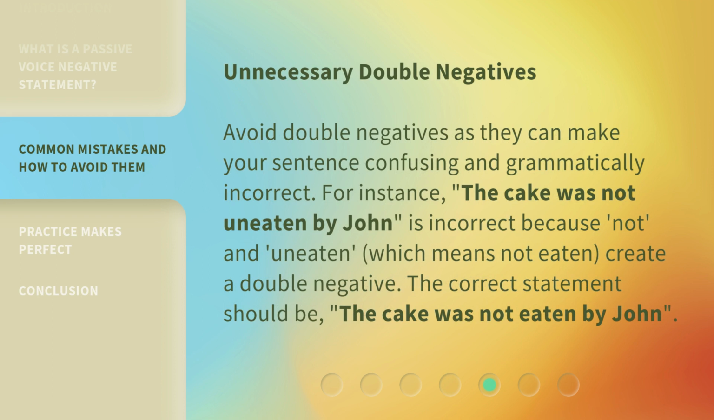Unnecessary double negatives. Avoid double negatives as they can make your sentence confusing and grammatically incorrect. For instance, "The cake was not uneaten by John" is incorrect because "not" and "uneaten," which means not eaten, create a double negative. The correct statement should be, "The cake was not eaten by John."